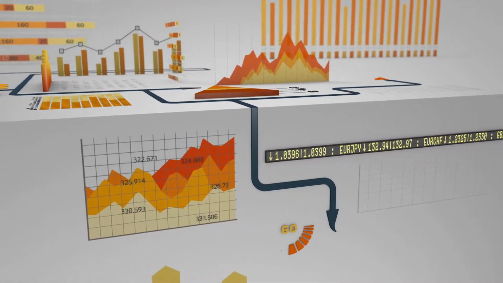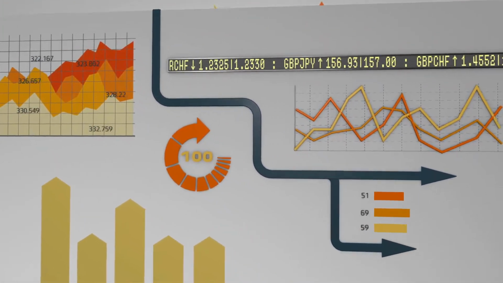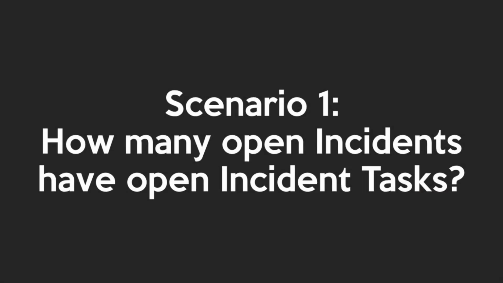Today we're going to talk about reports where child records are part of the conditions. So here's a sample scenario. How many open incidents have open child tasks?